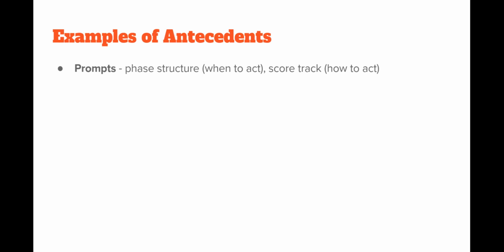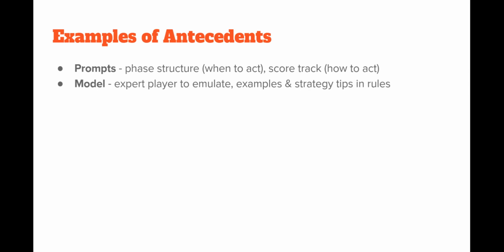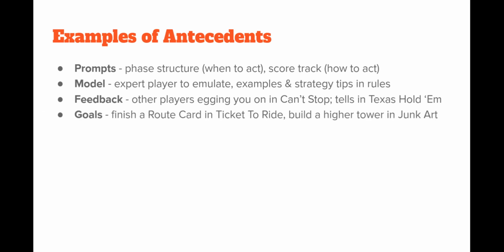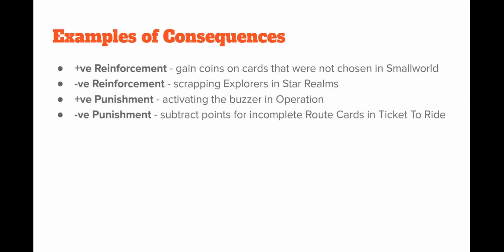So, examples of antecedents. Well, we might use prompts where we're using phase structure and score track to tell people when to act and how to act. We might use models when we're playing. So, we might emulate an expert player. We might read examples and strategy tips in the rules. We might get feedback from other players telling us to go on and do things. We might get goals like building a higher tower in Junk Art or finishing a route card.